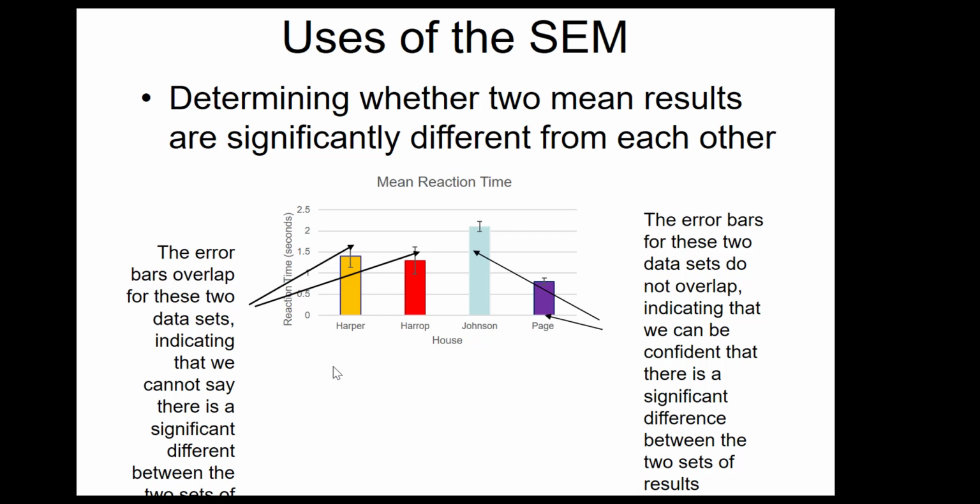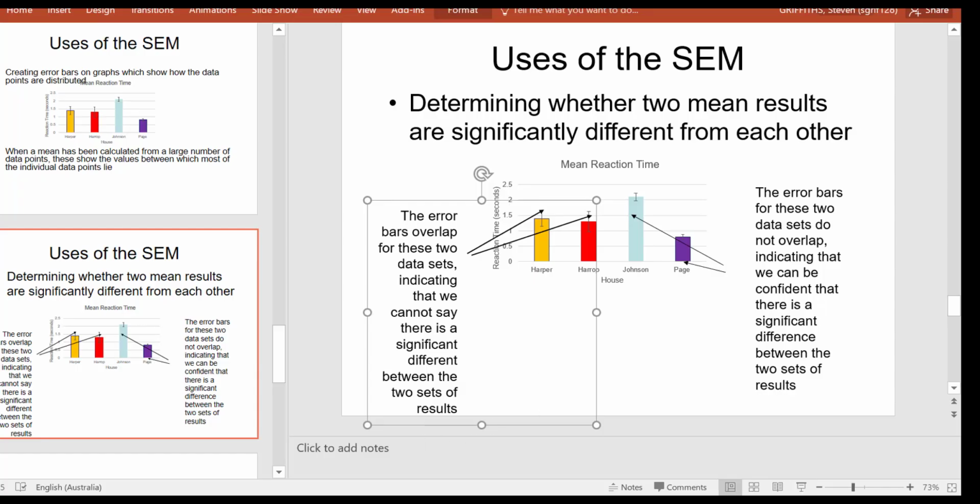So what does that mean? It means that the variation, or the pattern that we see, may purely be due to random chance and not related to the independent variable that we're changing. Where there's no overlap between the data, it means that we can be confident that there is a significant difference between the data. Or in other words, that the difference that we see is related to the independent variable and not due to random chance.